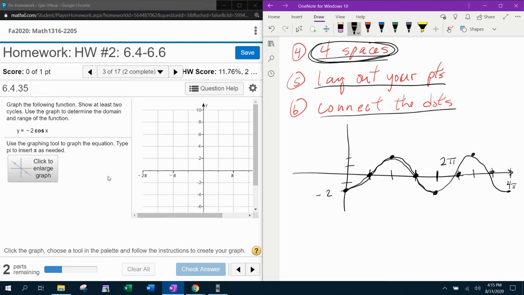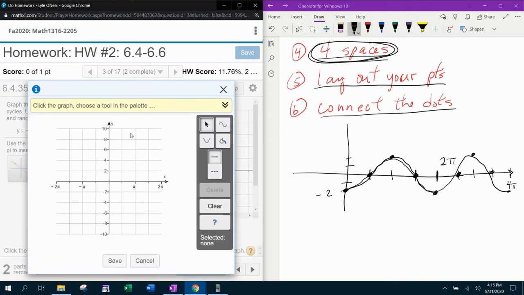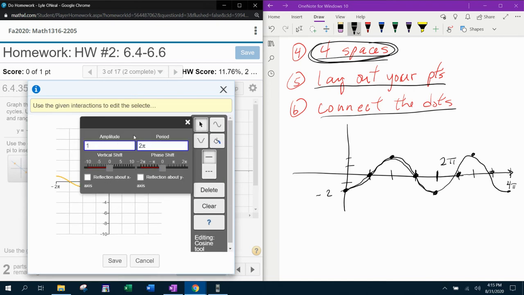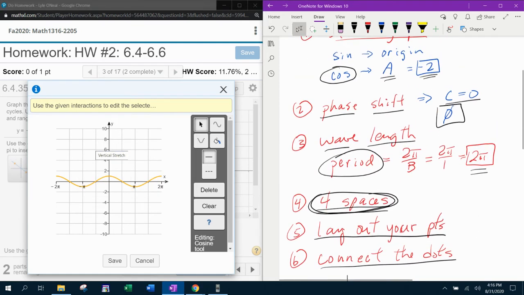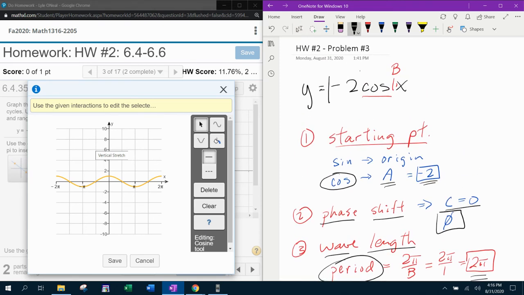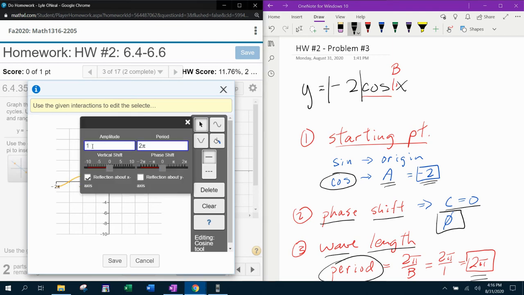Now we're going to graph it electronically. So I'm going to click to enlarge the graph. And you're going to see in our graphing tool over here that you have a sine tool and a cosine tool. So we're going to click the cosine tool and then click on the graph, and it's going to pop up this, I guess we could call this the toolbar, where you're going to have to input the amplitude. And what was our amplitude? 2. Remember, the amplitude is the absolute value of the number in front. So our amplitude is going to be 2. Let's change the amplitude to 2.